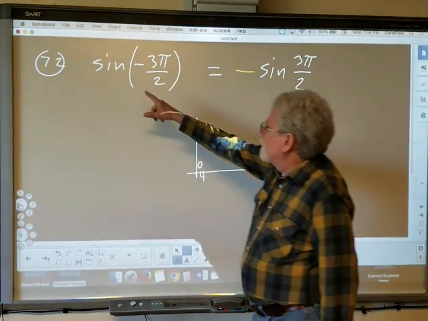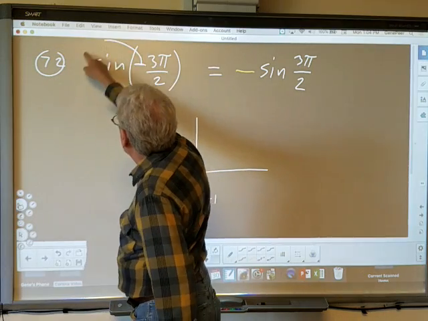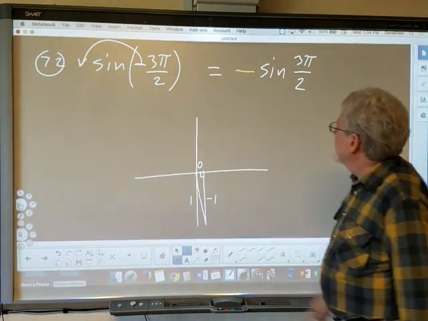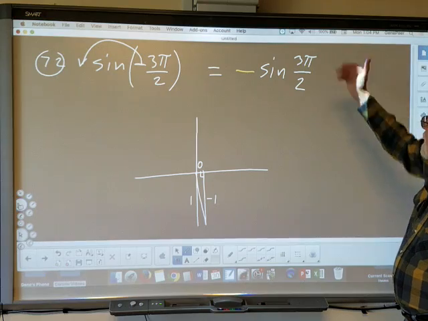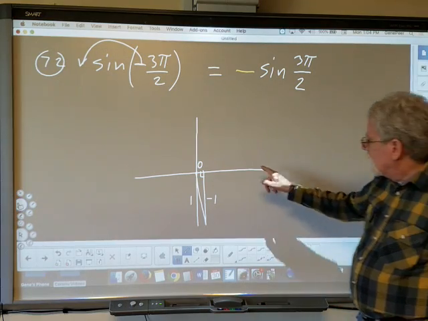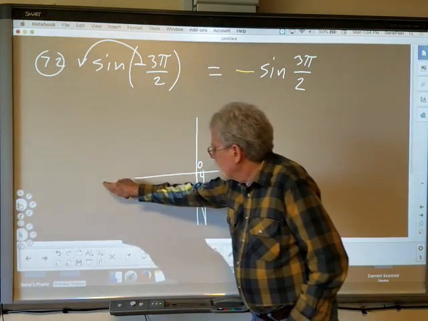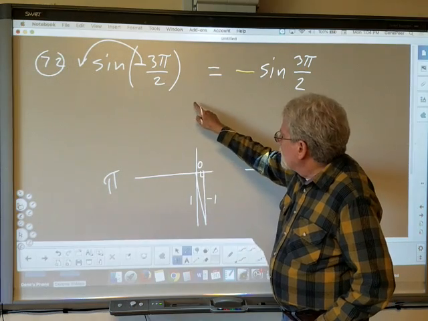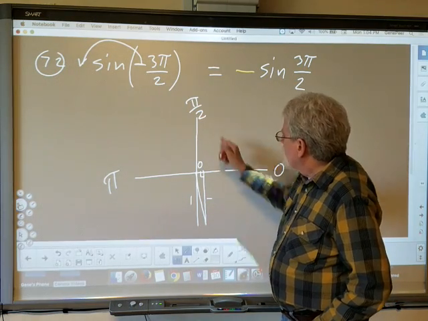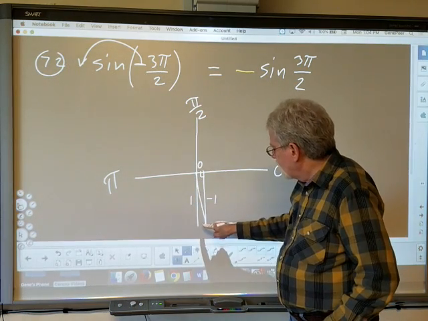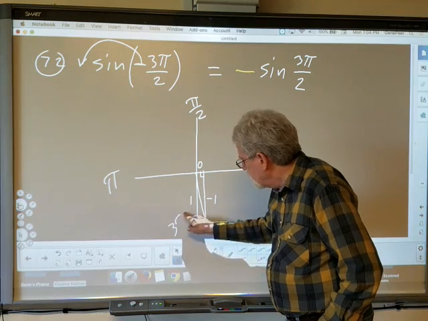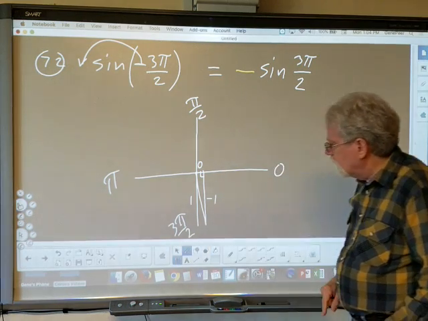72, sine for sine. We just take that negative sign and pull it out to the side. There it is. Now we find 3 pi over 2. Where is 3 pi over 2? Remember, we have 0, we have pi. This would therefore be a half pi. So we have 1/2, 2/2, and 3/2 pi. So 3/2 pi is down here.